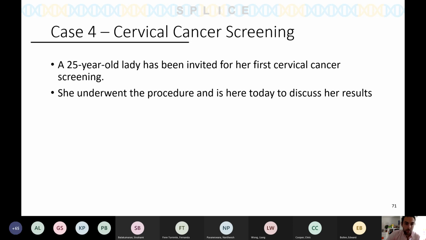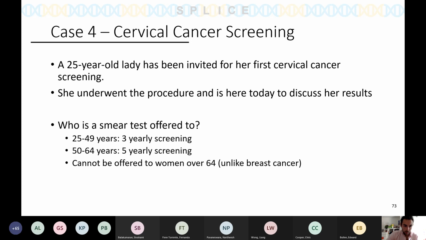Okay, so we've got a 25-year-old lady. She's been invited for her first cervical cancer screening. She underwent the procedure and is here today to discuss her results. So just a bit of background knowledge. Who is the smear offered to? 25 to 64. Yeah, good.